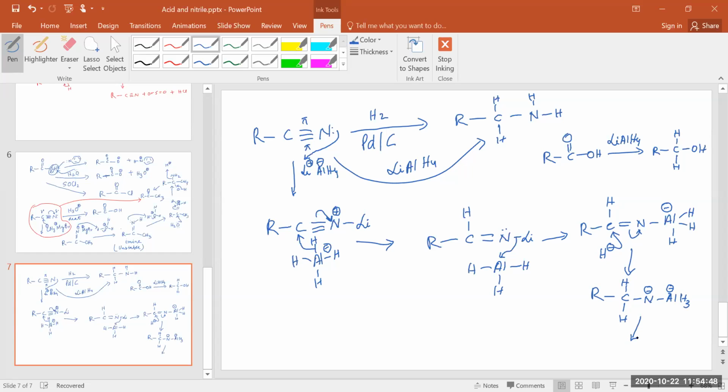So when you do acidic workup, H plus, it will react with two H pluses. See, one on the negative charge, another on this one. And then it will make NH2. This is the product. So in fact, both will give the same product: hydrogen under high pressure with palladium on charcoal, or lithium aluminum hydride. Okay, any question?